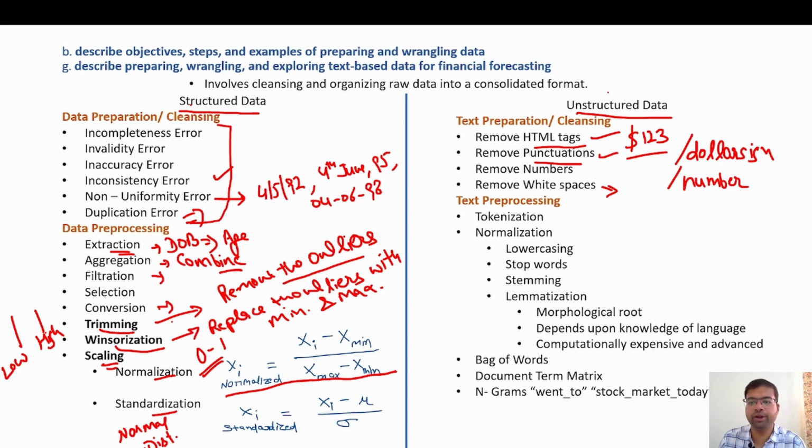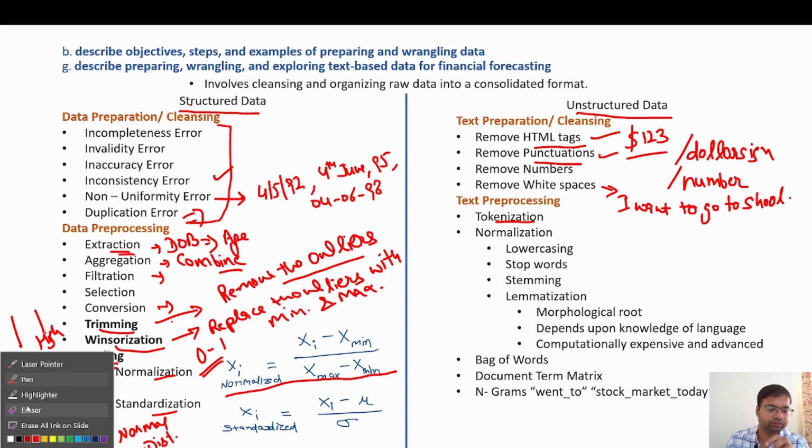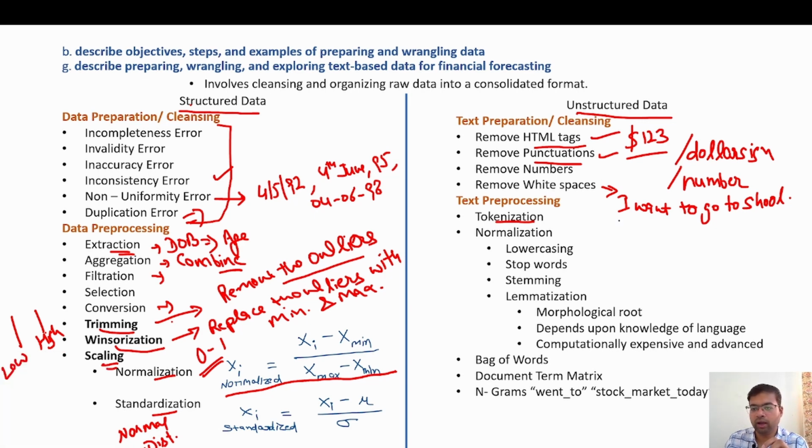After you have prepared and cleansed your data, then comes the text pre-processing part. First of all, you perform tokenization. What is tokenization? Like, I write a sentence: I want to go to school. These different words are different tokens. I is a different token, want is a different token, and "to" is repeated, so it will be counted as one token with a frequency of 2. This is the step that you perform in tokenization.